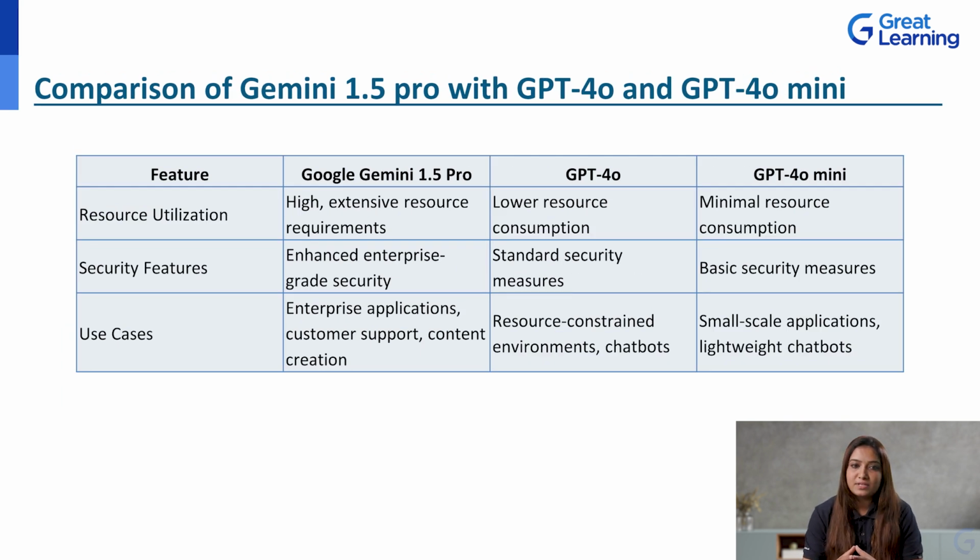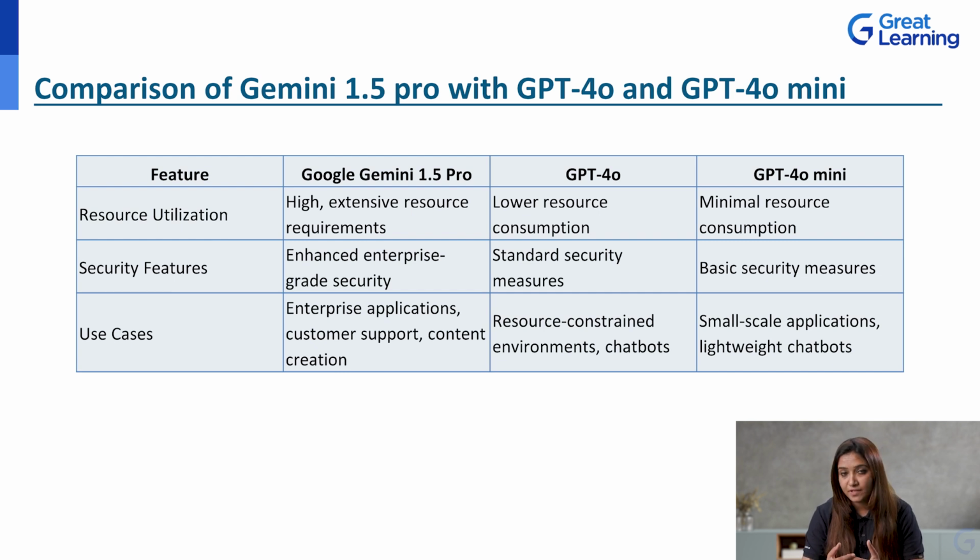Then comes resource utilization. Gemini has higher and extensive resource utilization, but there is lower consumption in GPT-4o and minimal resource consumption in Mini. That is the main motto of Mini, that we have to give minimal resource consumption capability.